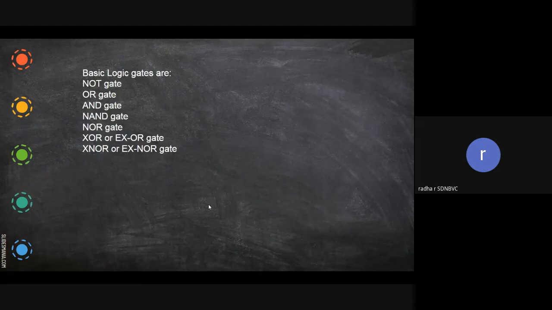Now, what are all the basic logic gates which you are going to study? NOT gate, OR gate, AND gate, NAND, NOR, XOR, which you can also write as EXOR, then XNOR, or EXNOR gate. Now we are going to see them one by one.